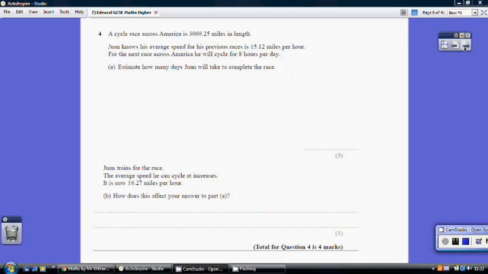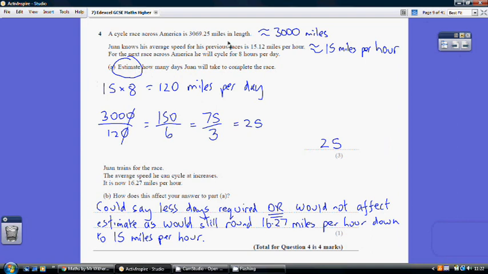Question 4. So note that this is an estimating question, so we're not just using the actual figures, we're estimating. So the race across America is 3,069.25 miles, so this is approximately 3,000 miles. And his average speed is 15.12 miles per hour, so that's roughly 15 miles per hour. So how many miles are we going to do in a day? Well, we're cycling at about 15 miles per hour, 8 hours a day. 15 times 8, so we're going to do about 120 miles per day.